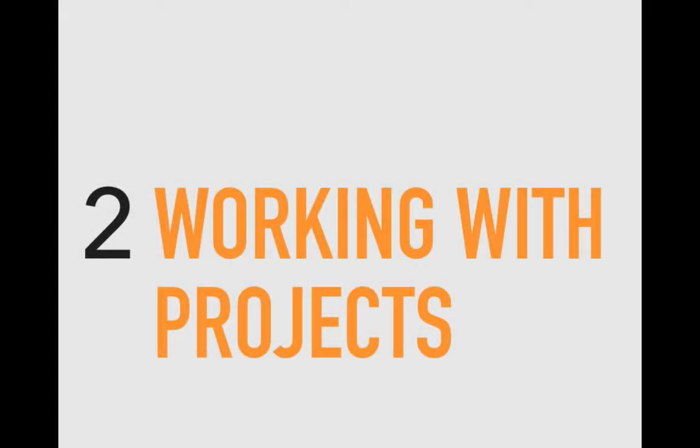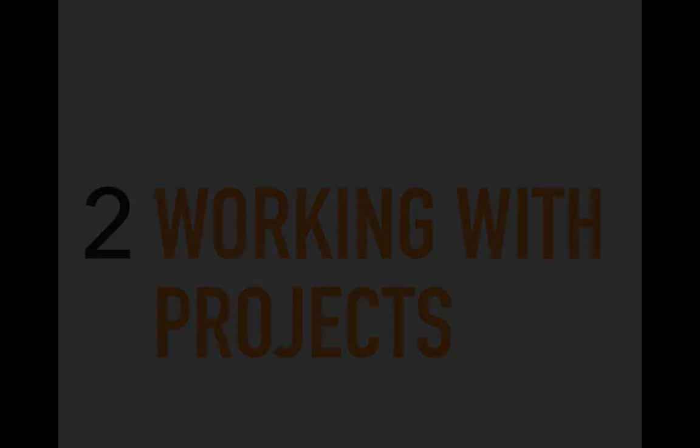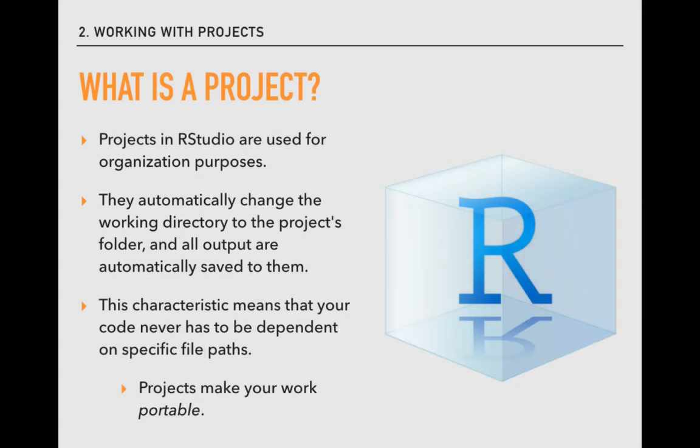One way we can increase the reproducibility of our work is to conduct analyses within a self-contained directory that does not reference files outside of itself. RStudio calls this a project. Projects keep us organized and automatically set the working directory on our behalf. This means that R will automatically save all the necessary output to the project directory. So when we use projects, we're never dependent on specific file paths. This makes our work very portable.